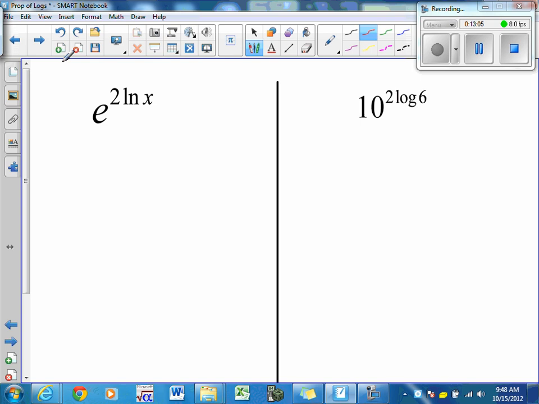Two more, just to kind of simplify. e to the 2 times natural log of x. Well, what can we do? We can take this 2 and move it up. So we have e to the natural log of x squared. Over here, I can do the same thing: 10 to the common log of 6 squared.